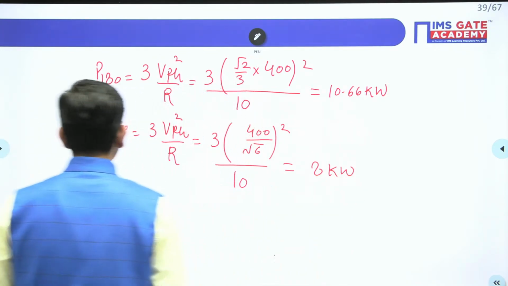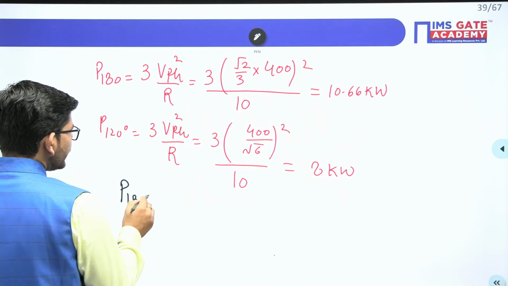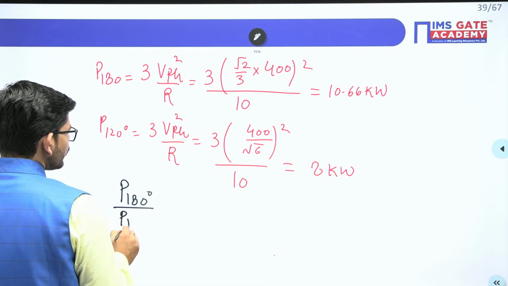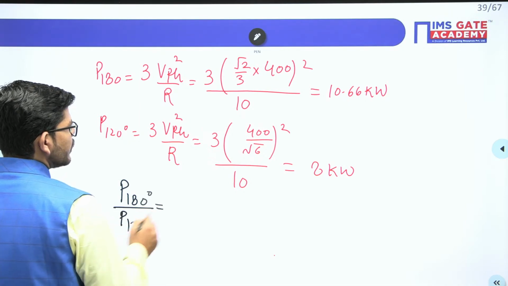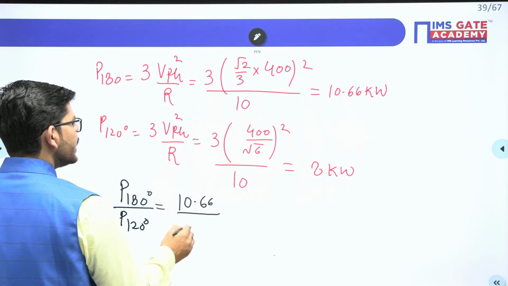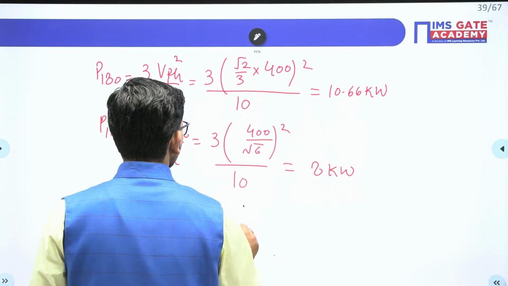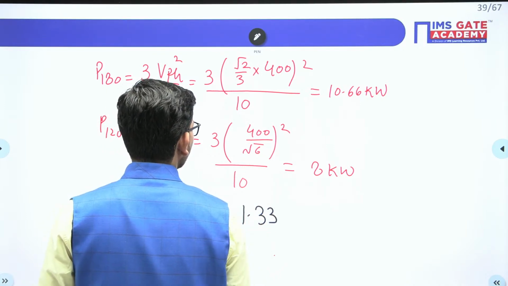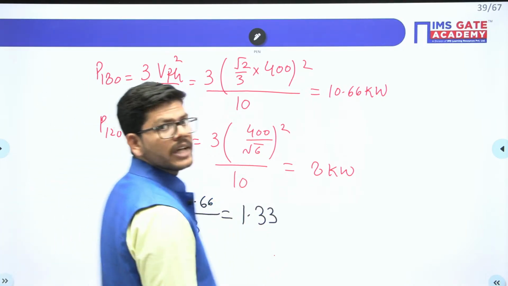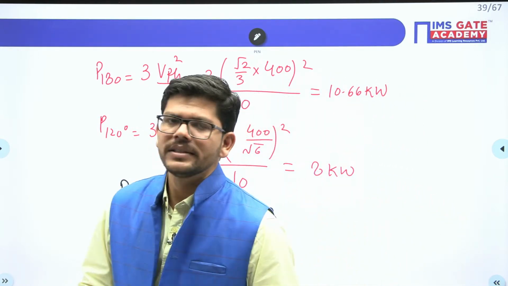Now what we have to do? We have to calculate the ratio of power in 180-degree inverter to the power in 120-degree inverter. So this will be 10.66 divided by 8. So what will be the ratio? This ratio is going to be 1.33. So this is how you can solve this problem very easily, isn't it?